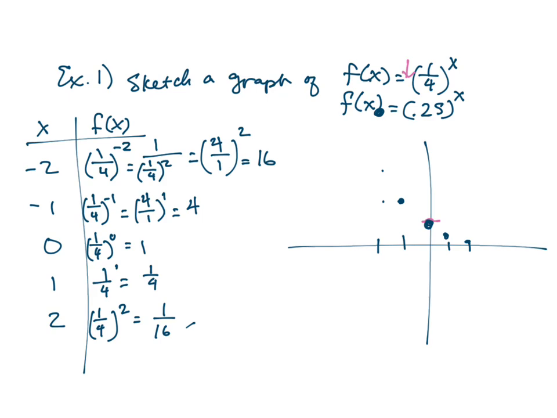1/64 would be 4 cubed. 1/64. That's going to be just ever so slightly above the x-axis. Is it ever going to actually zero out, though? No. Is it ever going to go below the x-axis? No. Is this making sense?